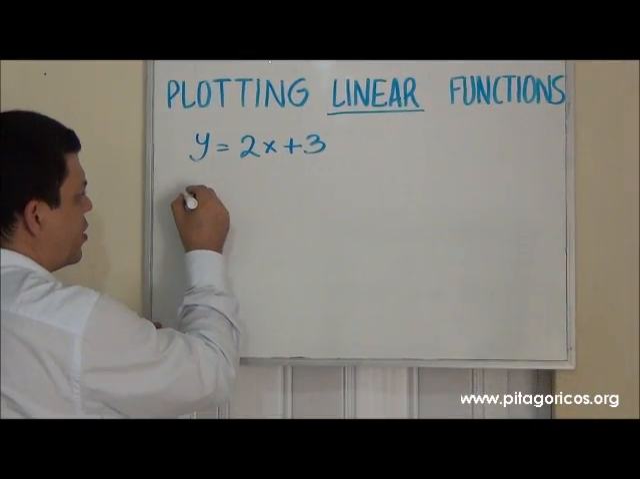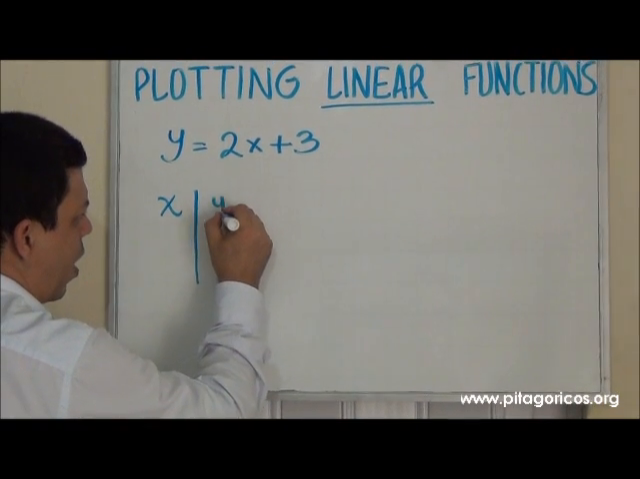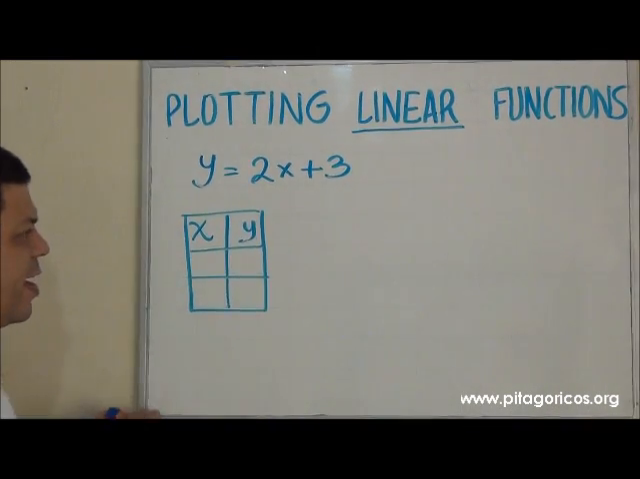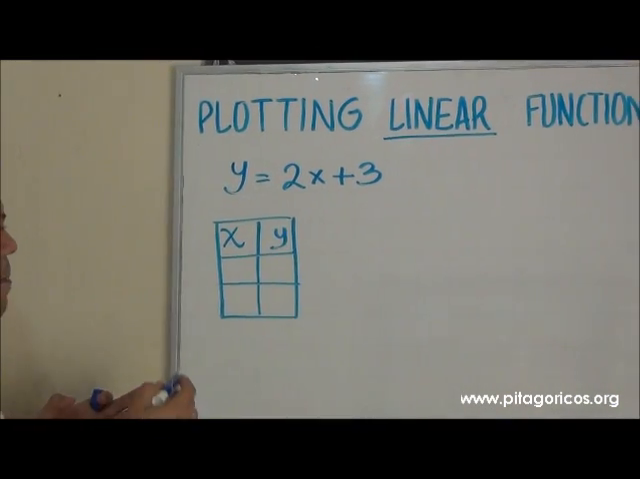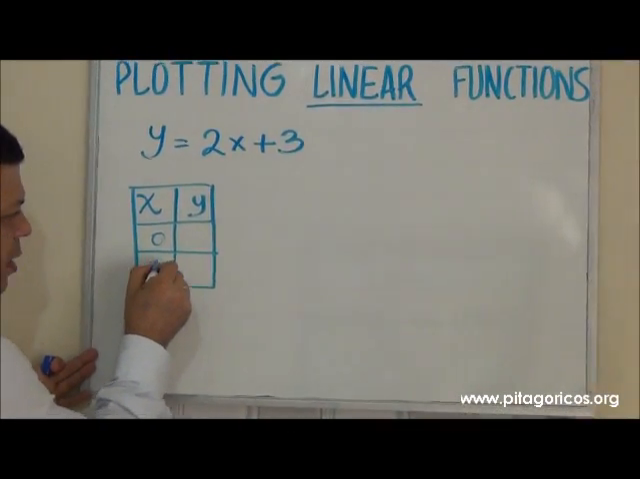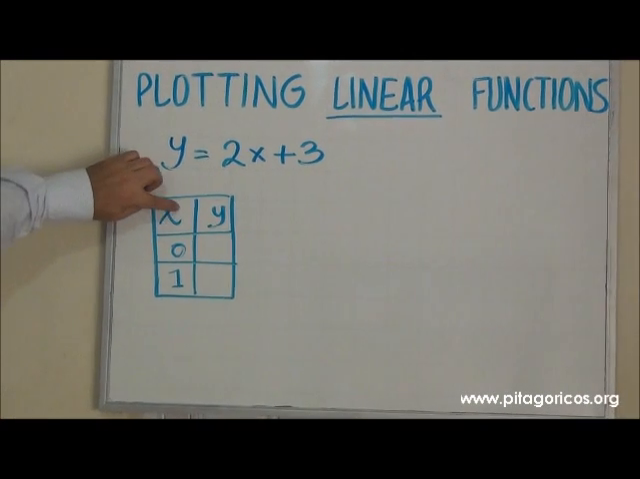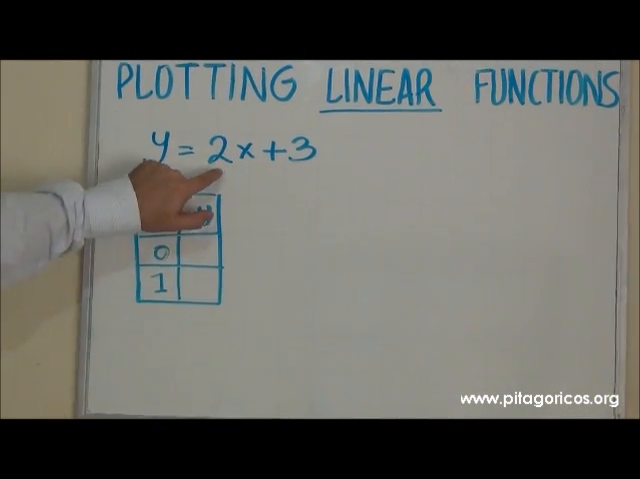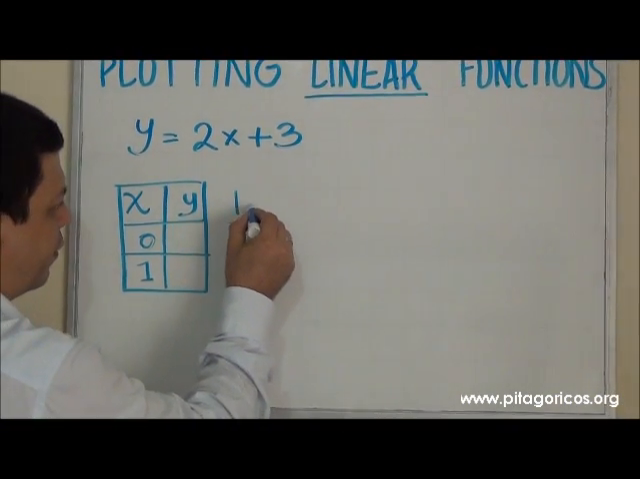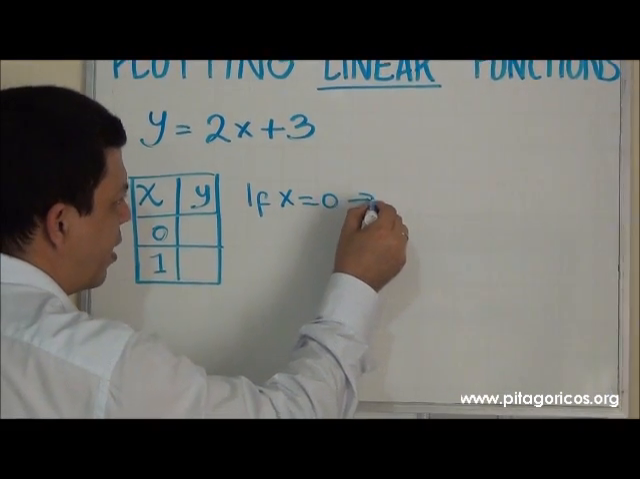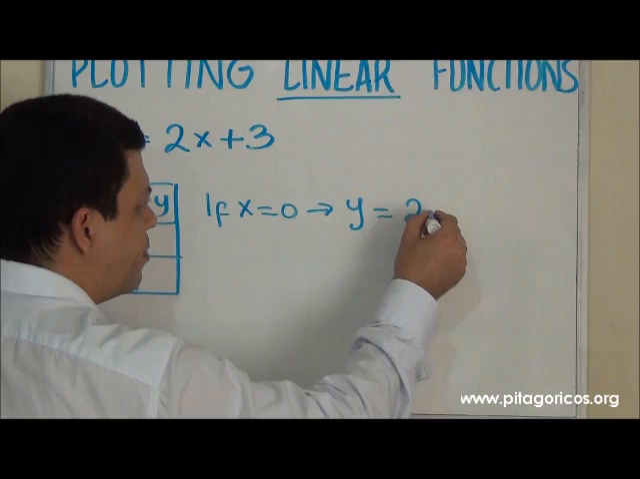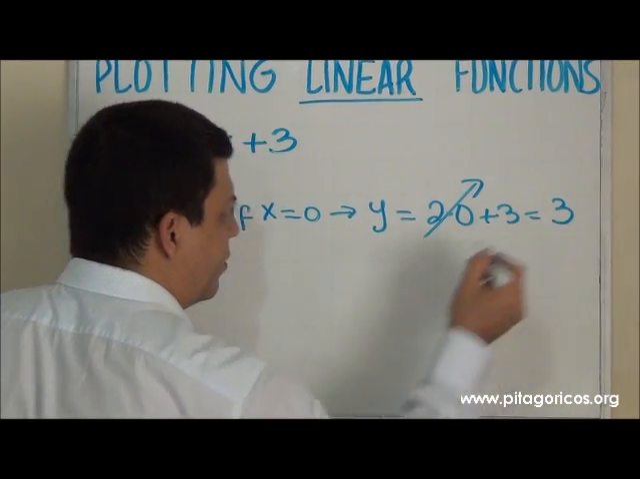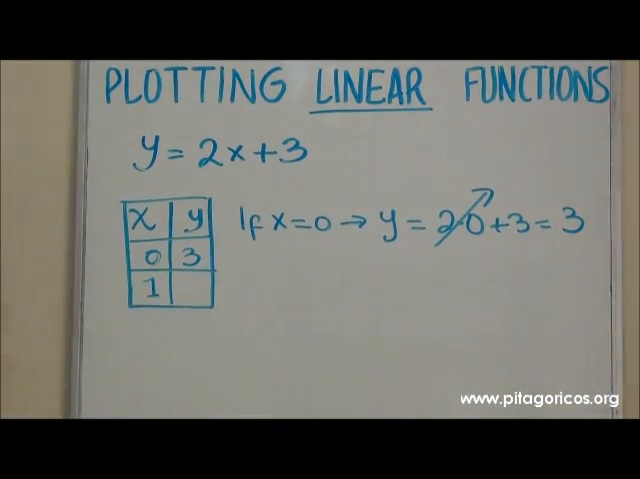What we do is make a chart with x and y, and we need to get 2 points. The easiest way to get these 2 points is by making x 0 and 1. That's very simple. When we make x equals 0, we can find the corresponding value of y by replacing the value of x in the equation. If x equals 0, then y equals 2 times 0 plus 3. This is always going to be 0, so the answer is 3. When x equals 0, y equals 3.